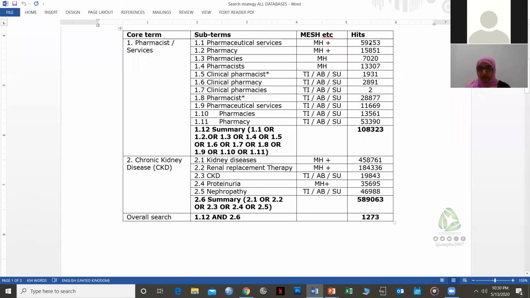And the hits were that when I searched for pharmaceutical service, 59,253 papers were captured. But definitely, these were not all relevant to my topic. But then I started to combine them with all these words with OR, and then we had this number, and then we combined them with AND, and at the end, we ended up with 1,273 papers, which were again to go through and scan the abstract and scan the full paper to get to your most relevant papers.